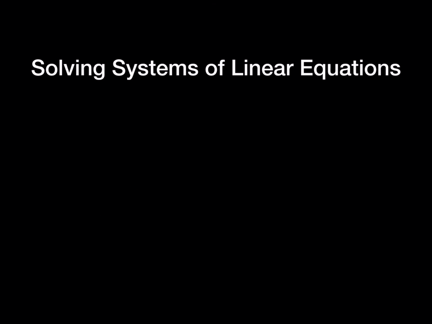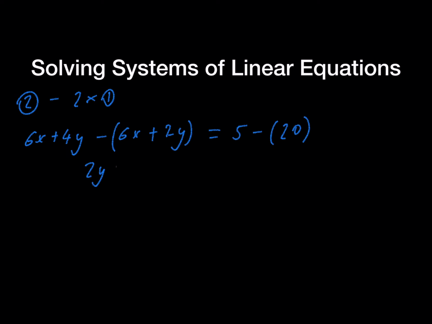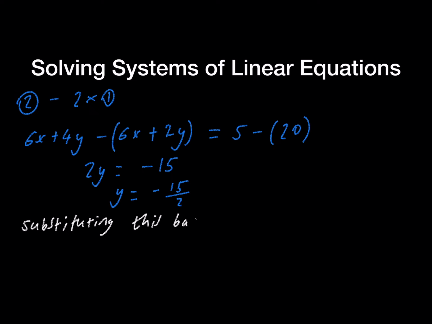In this case, we do equation 2 minus 2 lots of equation 1. Then we get our solution of y equals minus 15 over 2. If we substitute this back into any of the previous equations, then we get x equals 35 over 6.